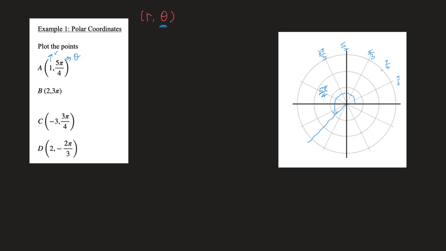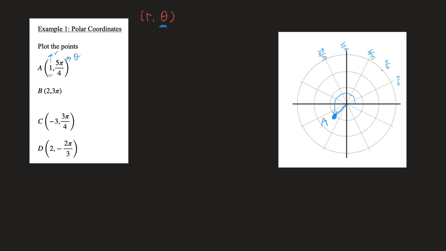Now you find the line for the angle using the radius. The radius is going to be positive, so the point is going to be on this line. A radius of 1 means the distance from the origin is 1 right here. So we find the point A. Point A is going to be right here. That's the point A. You plot the point A on the polar coordinates.